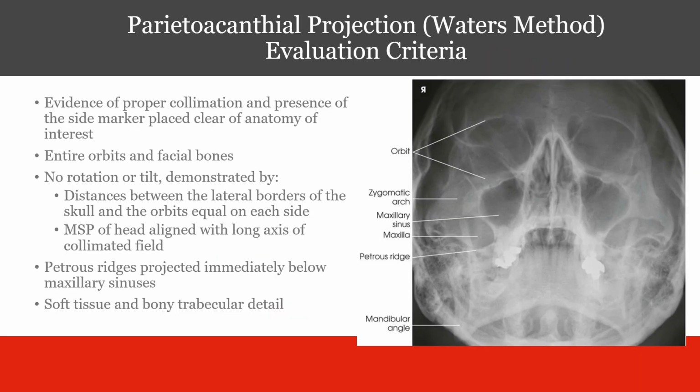So taking a look at this image, we're looking at the image of the entire orbits and facial bones. We have no rotation or tilt, which is demonstrated by the lateral borders of the skull and the orbits being equal on both sides. The mid-sagittal plane of the head is aligned with the long axis of the collimated field. And the petrous ridges, this is very important, should be projected immediately below the maxillary sinuses.